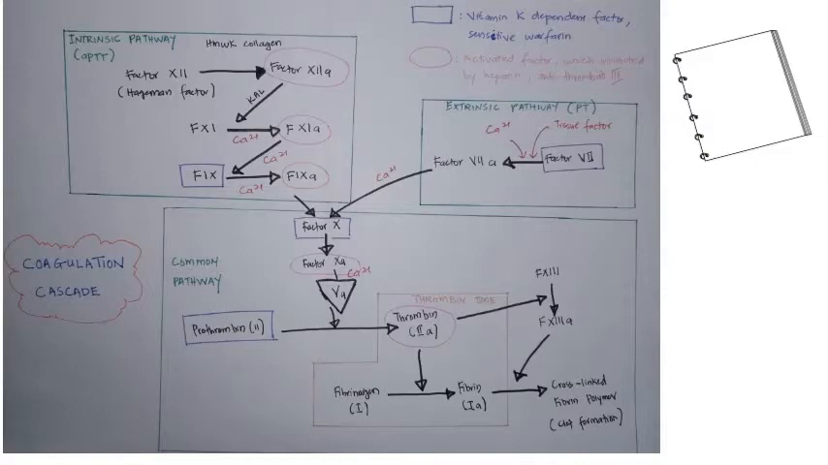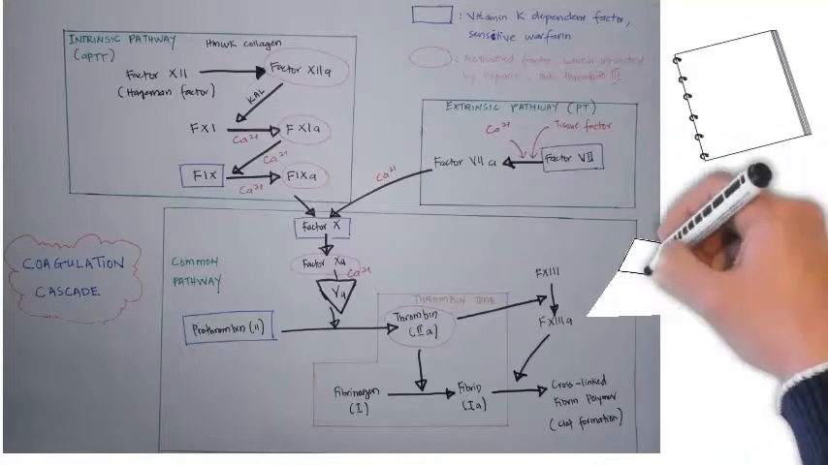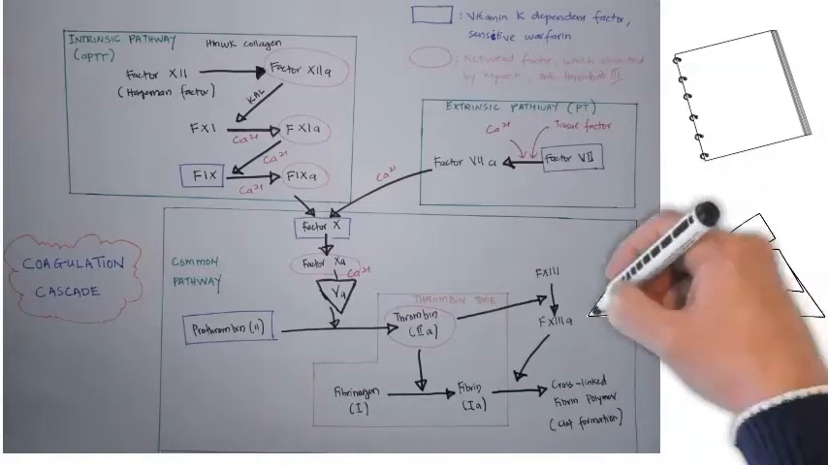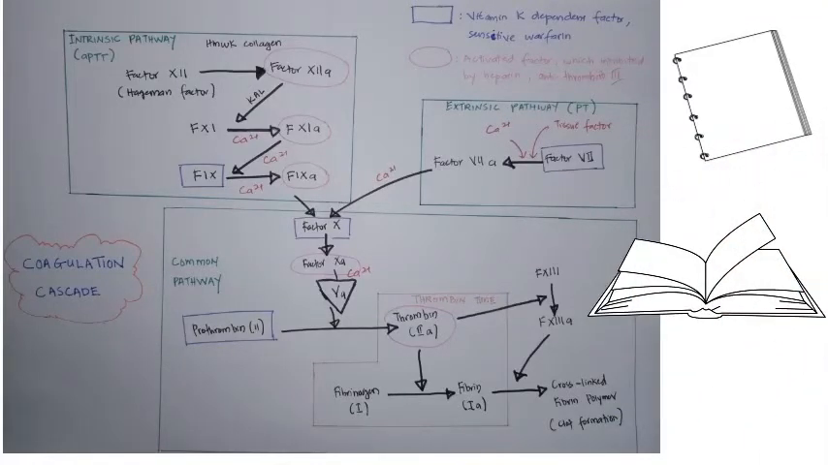The extrinsic pathway is a shorter pathway of secondary hemostasis. Once damage to the vessel is done, the endothelial cells release tissue factor which activates factor 7 to factor 7A. Factor 7A goes on to activate factor 10 into factor 10A. This is where both the extrinsic and intrinsic pathways become the common pathway. The extrinsic pathway is measured as prothrombin time.